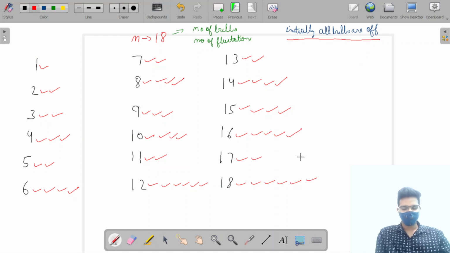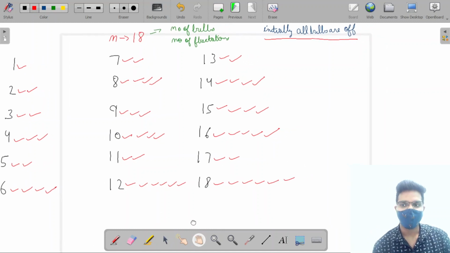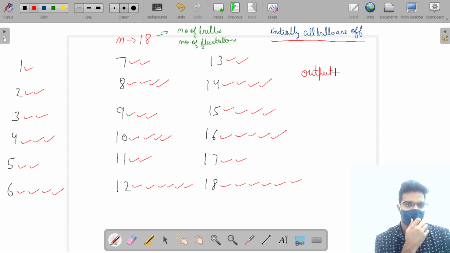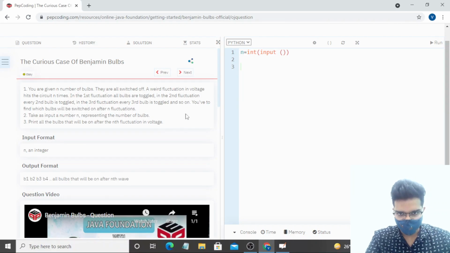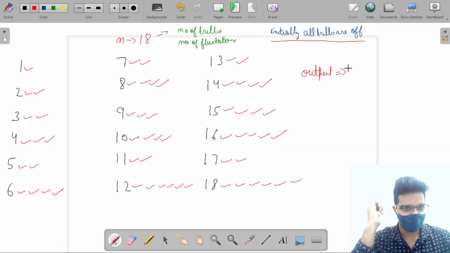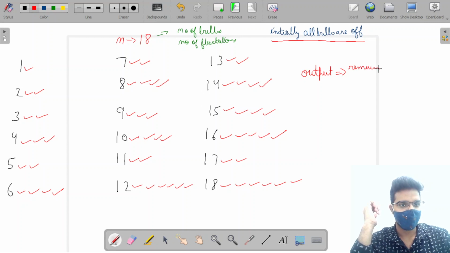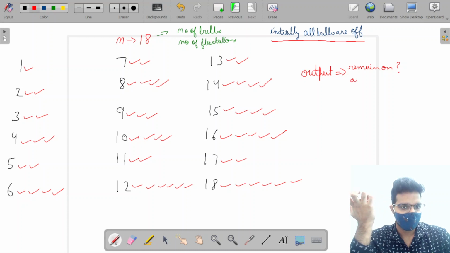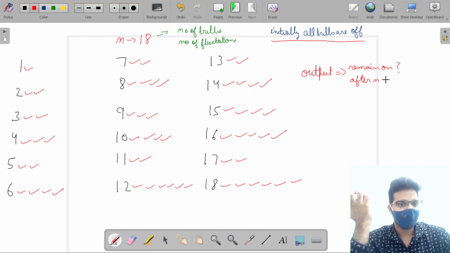So that is how we toggled all our bulbs, and now what do we have to print in our output? Let's see our output first. We have to tell which bulbs will remain on after n fluctuations. Simple as that.